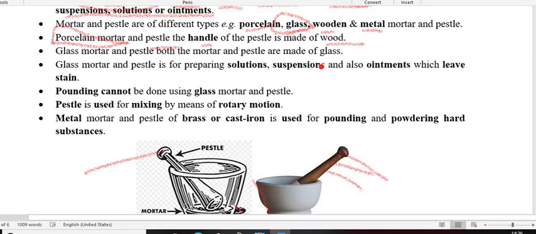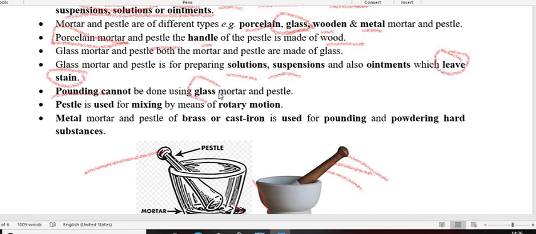I mean both the mortar and pestle are made up of glass only. This glass mortar and pestle are used for the preparation of solutions, suspensions, and ointments, also those which leave a stain, which produce staining; these are usually made in a mortar and pestle made of glass. So, importance of this glass: pounding should not be done in a glass mortar and pestle.